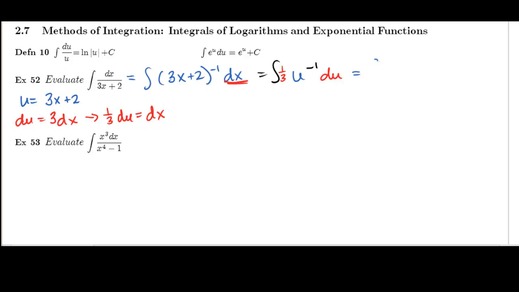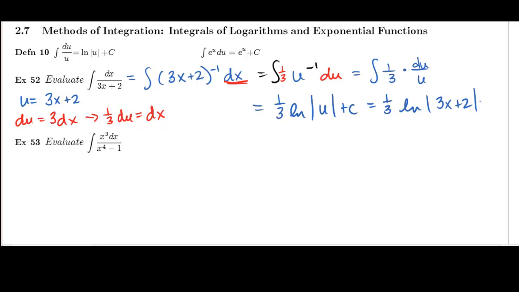Instead, it's just easier to write it as the integral of 1/3 of 1 over u du, or du over u, which integrates to be 1/3 natural log absolute value of u plus c. Then we substitute the u back in, so we end up with 1/3 natural log of 3x plus 2 plus c.